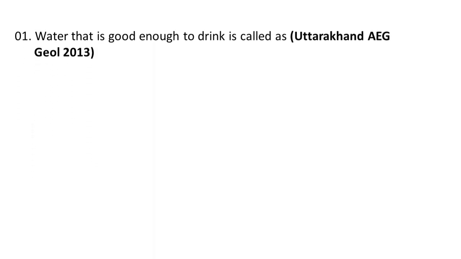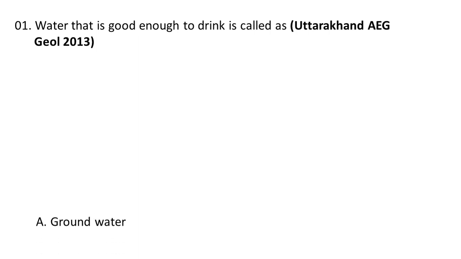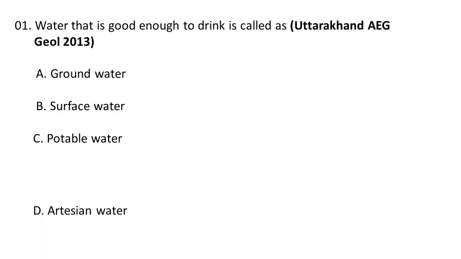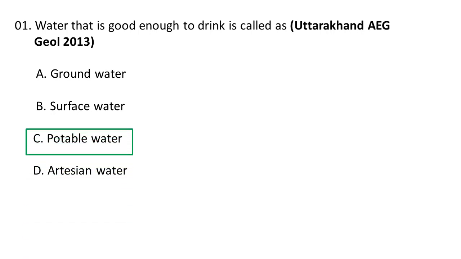Water that is good enough to drink is called as A. groundwater, B. surface water, C. potable water, D. artesian water. Water that is good enough to drink is called as potable water.